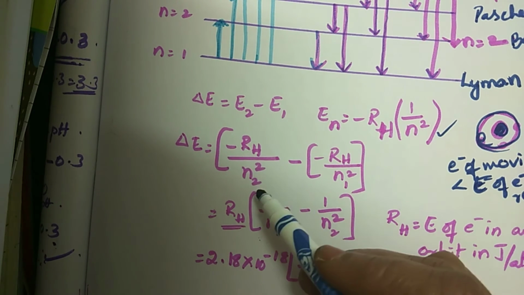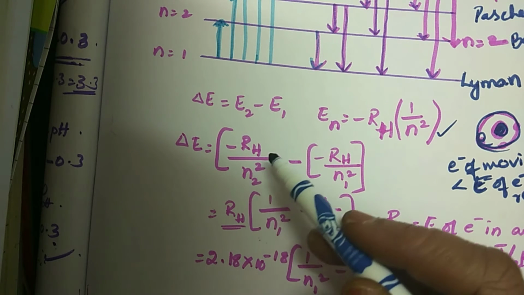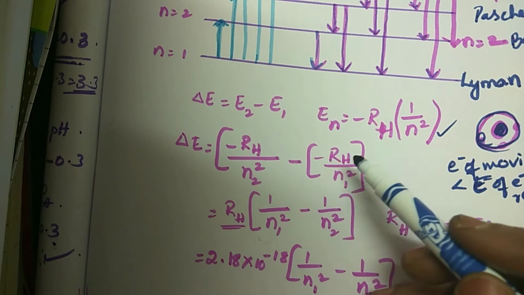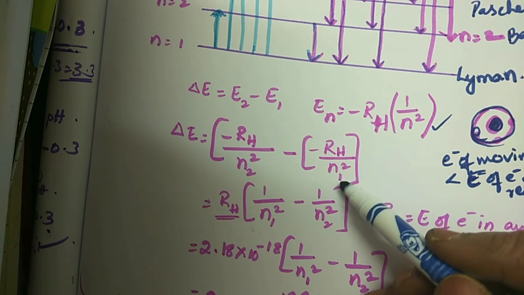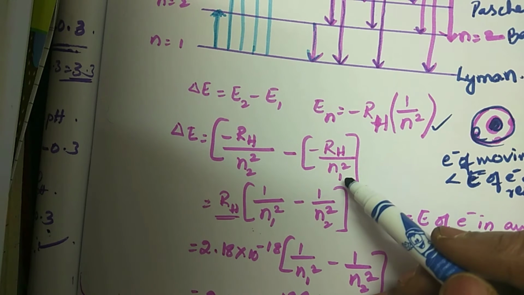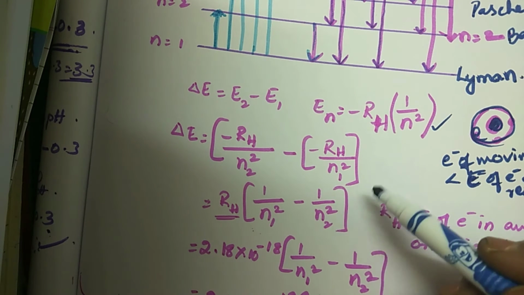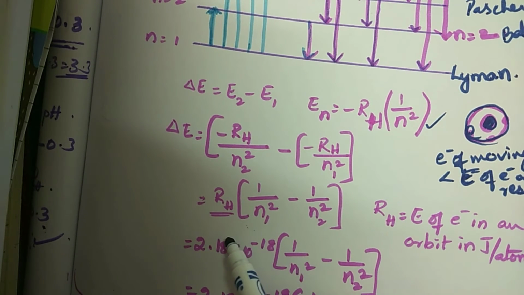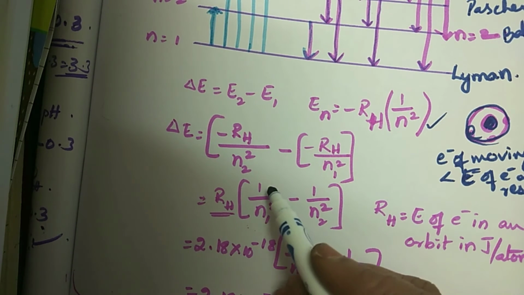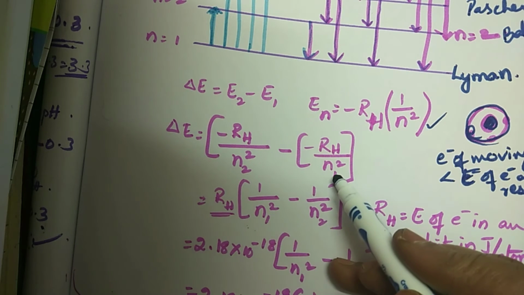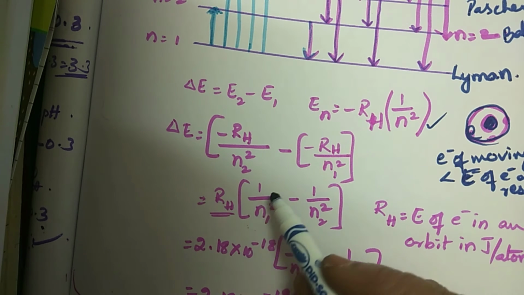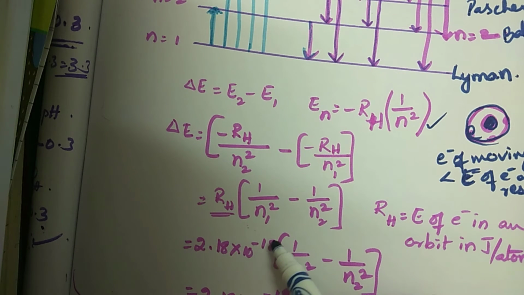Minus RH by N2 square. N2 is the higher principal quantum number from which the electron is coming, minus RH by N1 square. N1 is the lower principal quantum number to which the electron is coming back, right? On solving we get RH into 1 by N1 square minus 1 by N2 square, since minus of minus becomes plus and RH is taken as common.